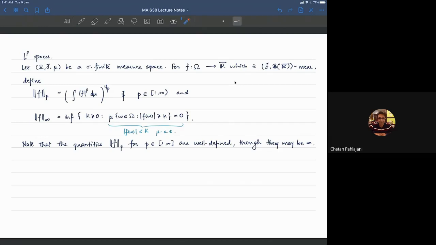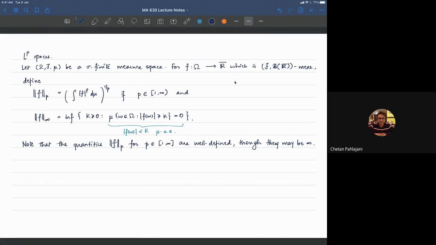And here what you're saying is, is there a number k greater than or equal to 0 such that |f(omega)| < k mu-almost everywhere? Is there such a number k? If there is such a number k, then this infimum will be finite. And remember, this k is greater than or equal to 0. And if there is no such number k, then the infimum will be infinity. Okay, so these two quantities are always well defined, though they may be infinite.